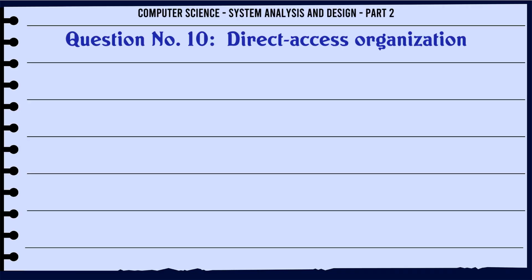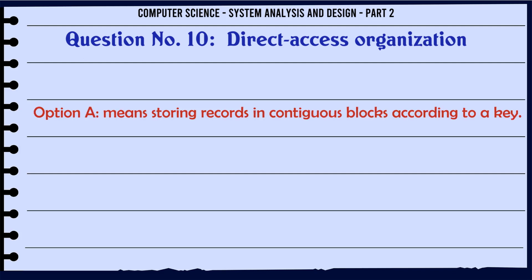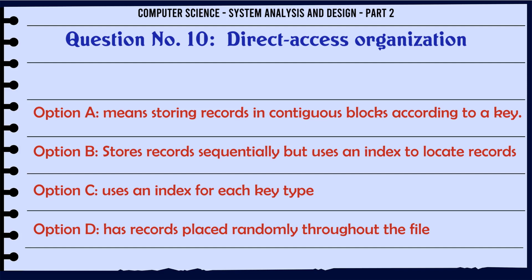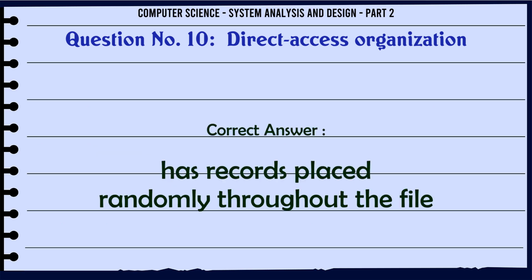Direct access organization. A. Means storing records in contiguous blocks according to a key. B. Stores records sequentially but uses an index to locate records. C. Uses an index for each key type. D. Has records placed randomly throughout the file. The correct answer is has records placed randomly throughout the file.